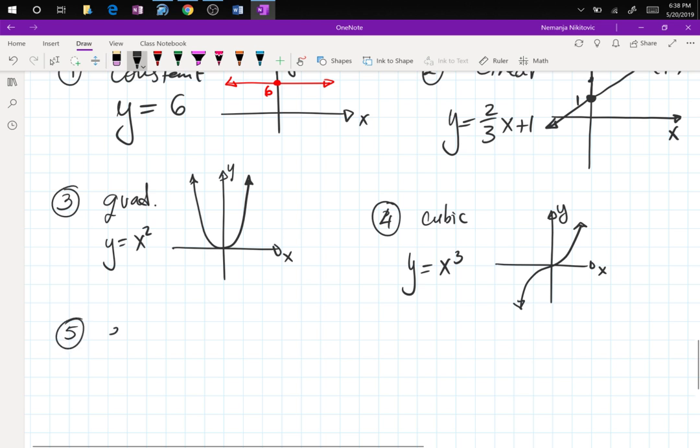Number 5, exponential. Y equals e to the x, that's the purest form. It is that very special number that we are going to define in this class. You will know where it comes from. So we will have a definition for e in Calculus 1. So far you just know it's irrational, it's special, and it's about 2.718.